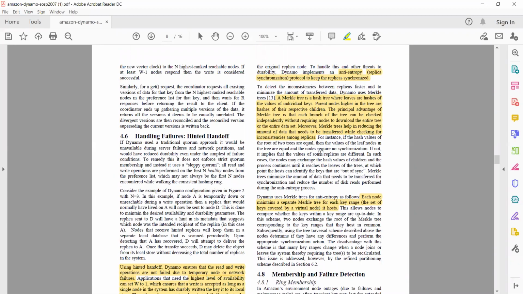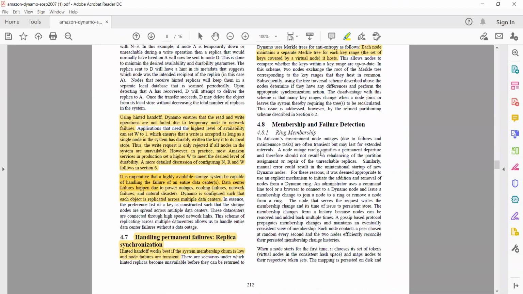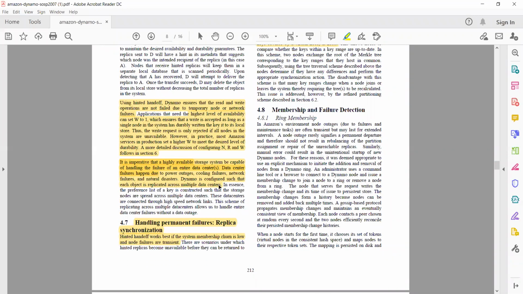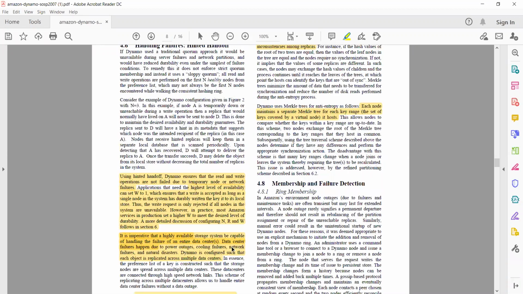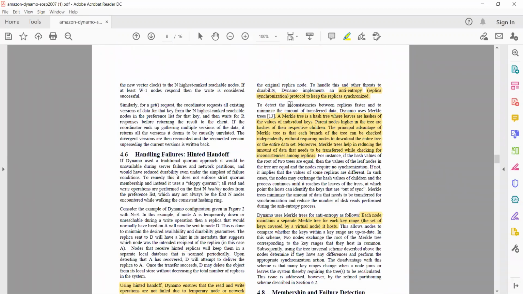I found how they are talking about it. Maybe I can quickly talk about it and then handle this. We talked about this sloppy quorum and hinted handoff, but this is more of a strategy to deal with the node that went down and then comes back, so it's like temporary failures. But when you are talking about permanent failures and you want to handle replica synchronization, their protocol is different, and they use this idea of Merkle trees.